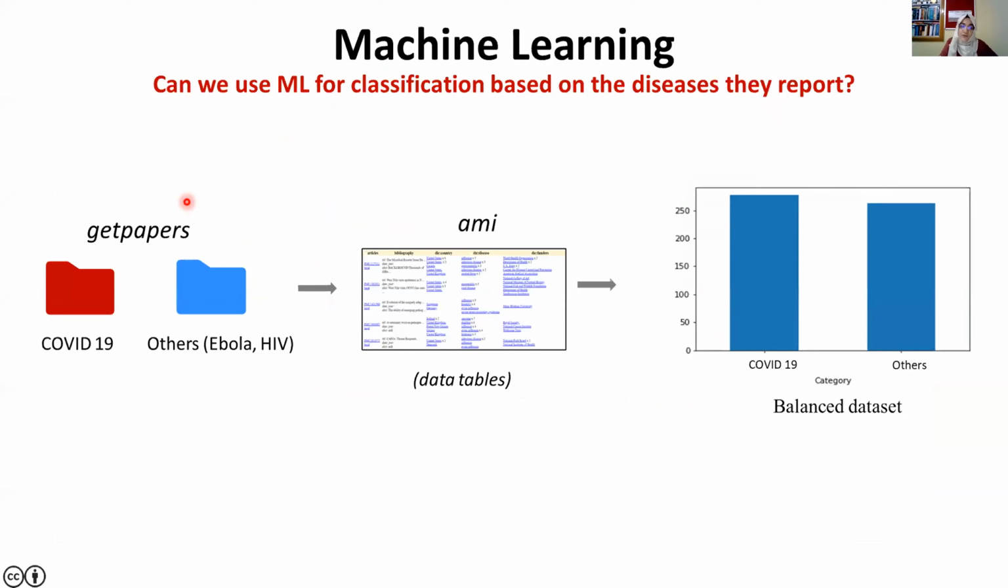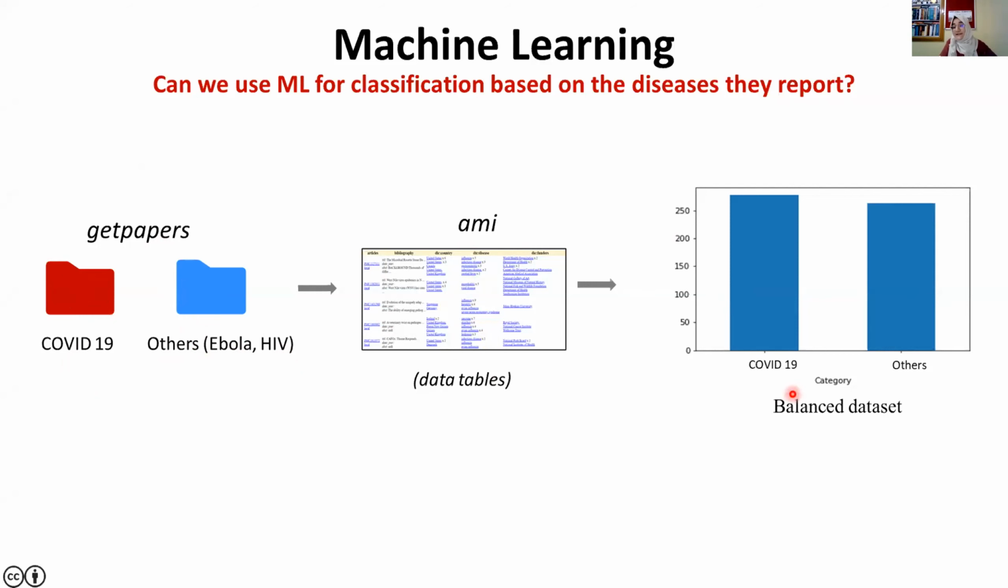For this, we essentially used Get Papers to generate data. We used Get Papers to get 1,000 articles on COVID-19 and 1,000 others on other diseases like Ebola, HIV primarily, but other diseases too. And Amy was then used to generate data tables, which we scrutinized manually to see whether these were actually positives and negatives. We treated COVID-19 as positive and the others as negatives.